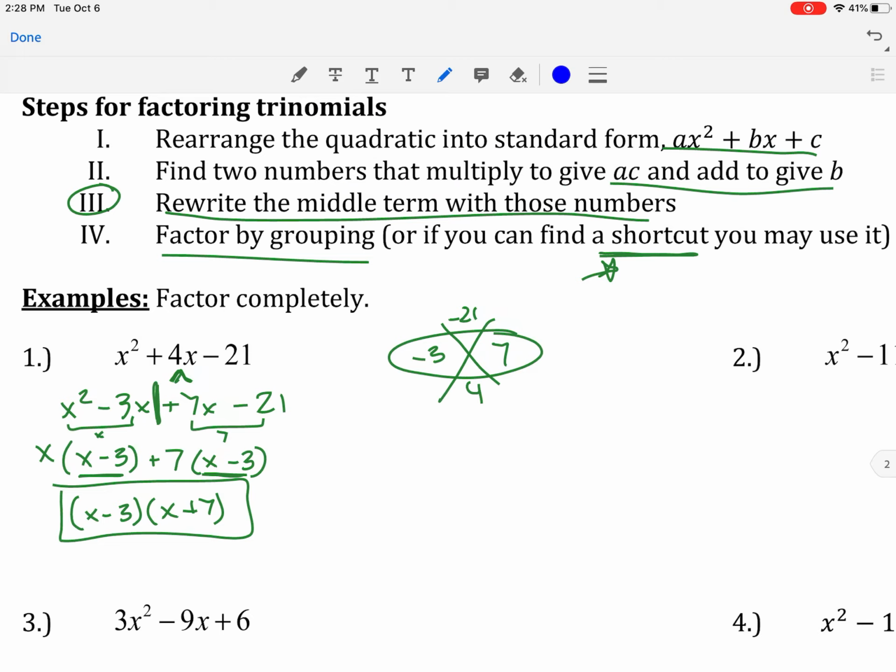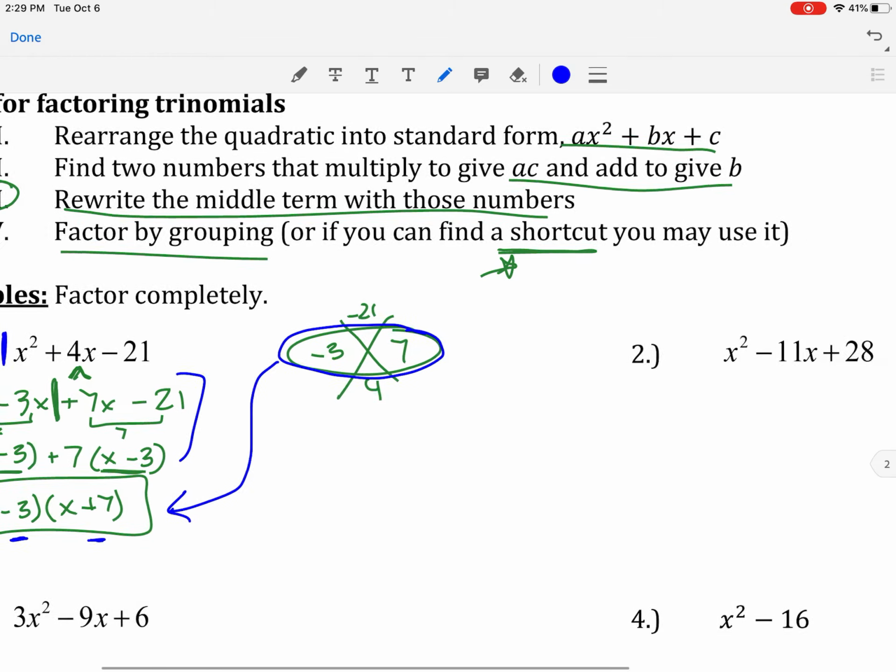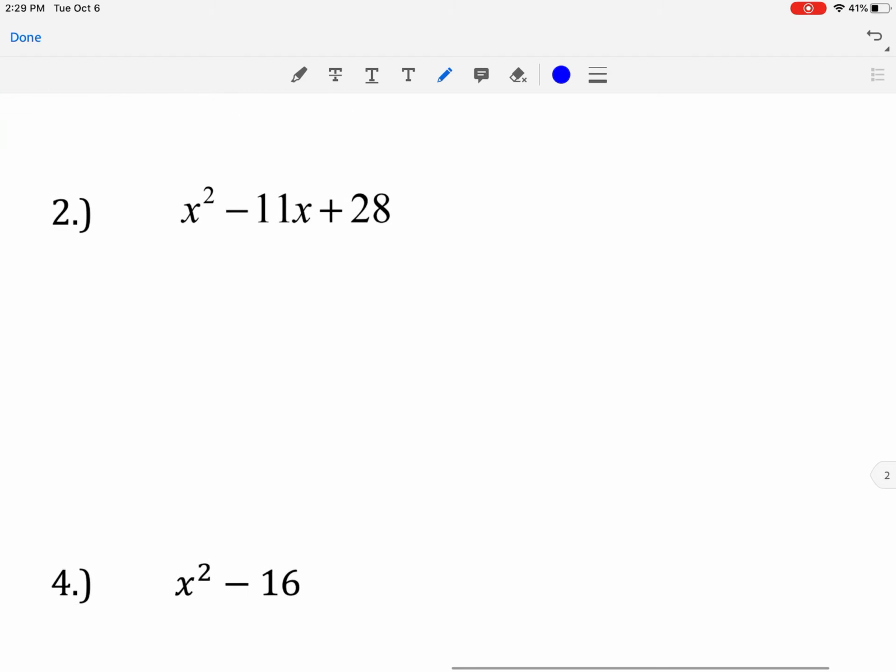When a equals 1, if you notice, these two numbers that we found match these two numbers here at the very, very bottom. So once I get to these numbers right here, I can actually skip these two steps right here and skip all the way down to our final answer. But again, that only happens when this number up here, a, equals 1. So let's try that on the next one.